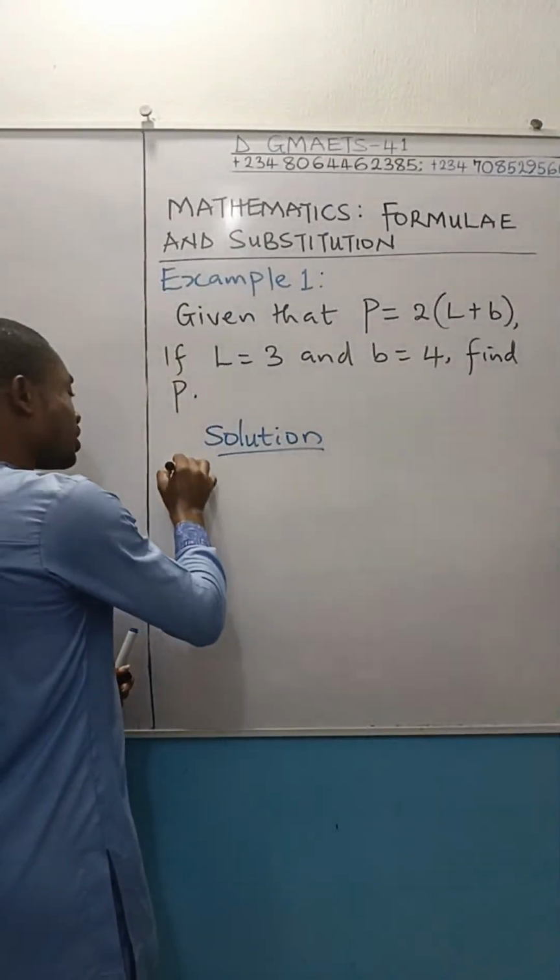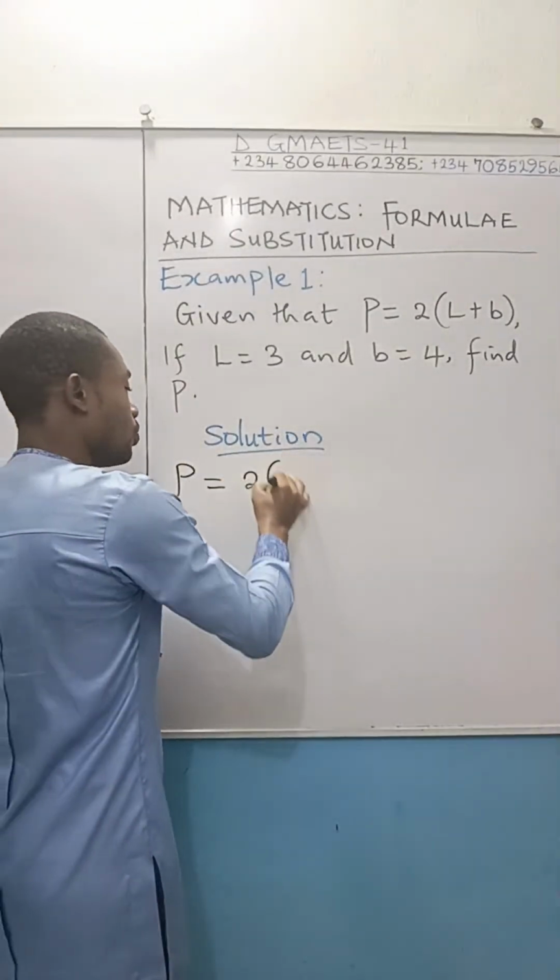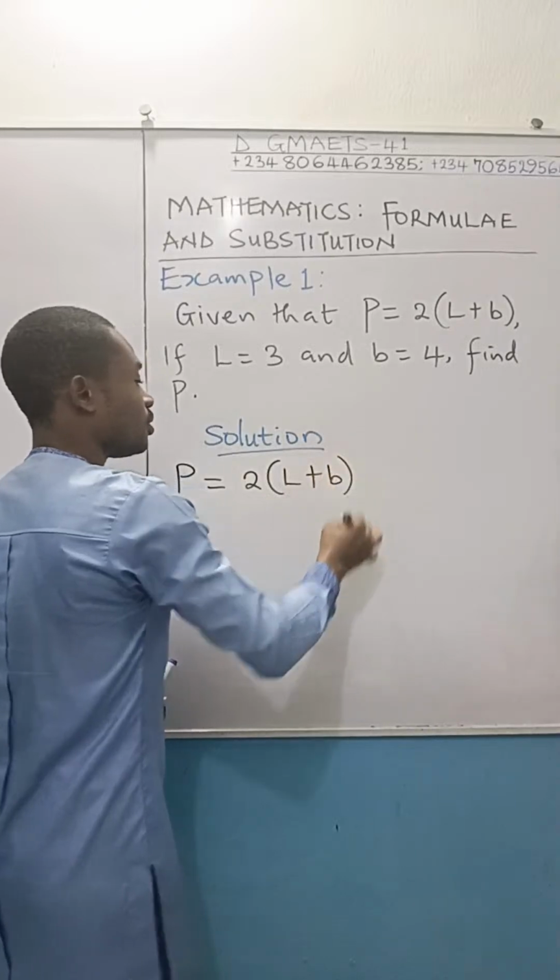We are told that P is equal to 2 bracket L plus B.